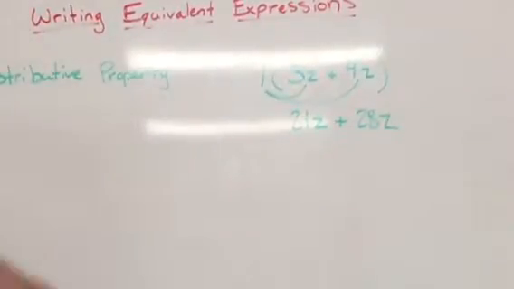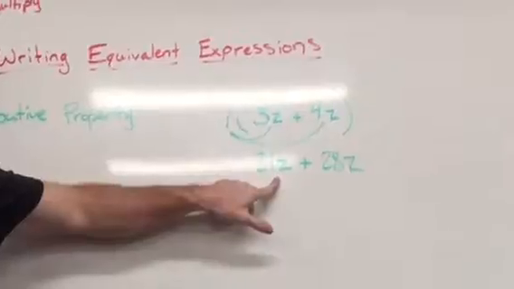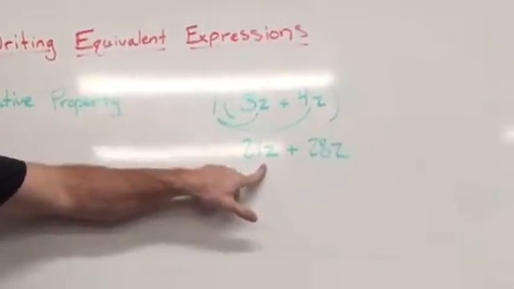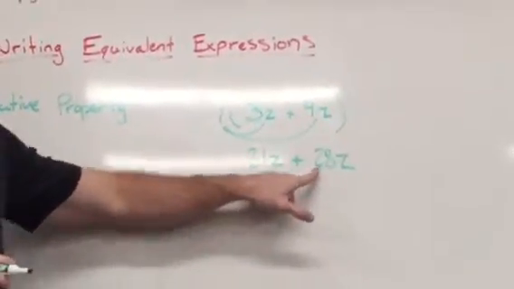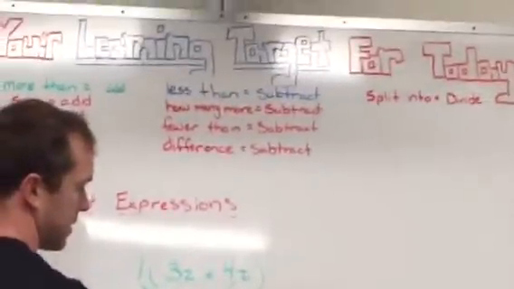Help me out. Can I combine those like terms? Yes, because they both have z. So 21z plus 28z is what? 49. So this would equal 49z.